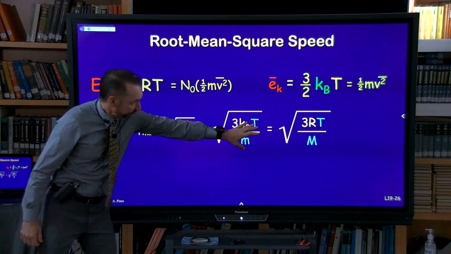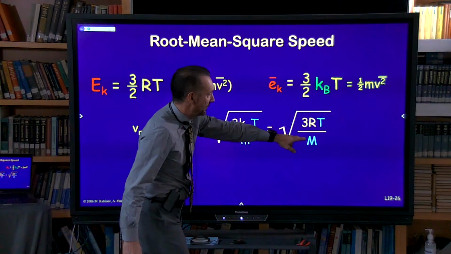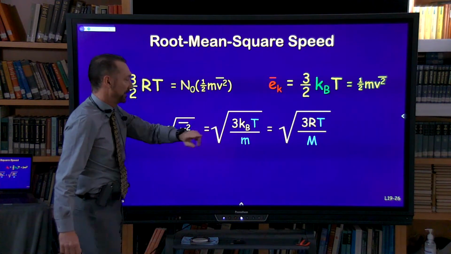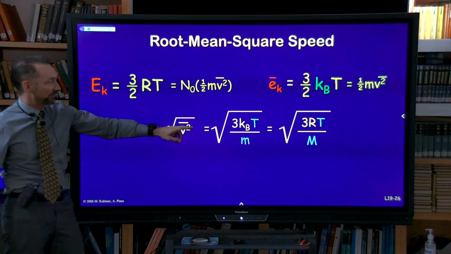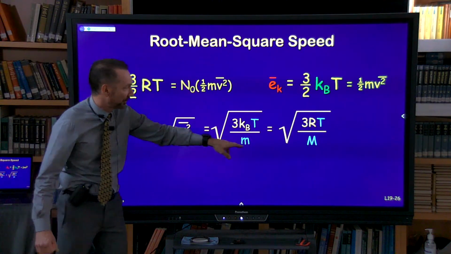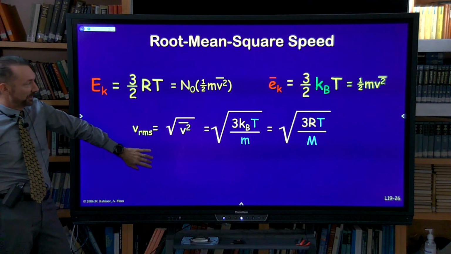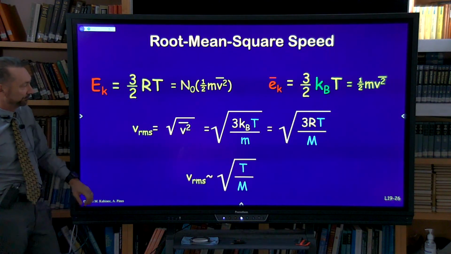So I can do it per particle or per mole. So m, the molar mass, the mass of a mole, or m, the mass of the particle, the tiny, tiny mass of the particle, that's the molar mass for the total energy, average energy of the system.